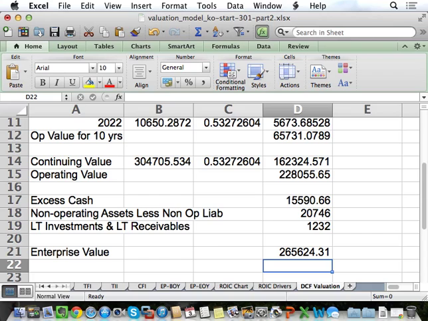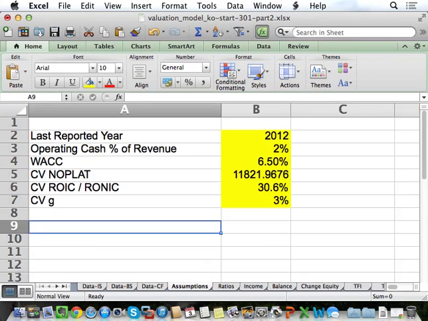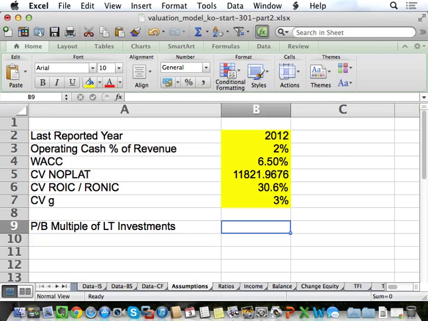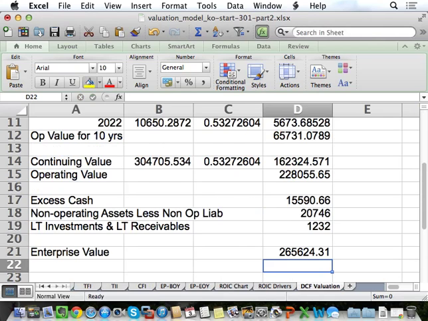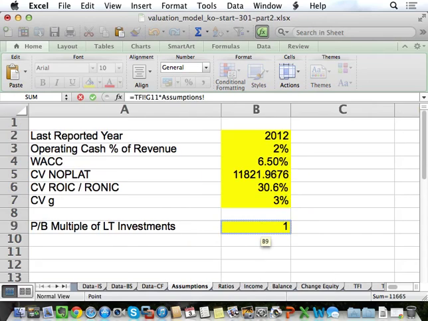Now there is one other assumption that I am going to add, which is, I'm going to do this in row 9. I'm going to call this the price to book multiple of long-term investments, aka the equity investments. I'm going to make this yellow, and I'm going to make this initially 1 as a value. What I'm then going to do is I'm going to come back to my valuation. I'm going to take the long-term investments, and I'm going to multiply it by that price to book multiple in the assumptions tab.